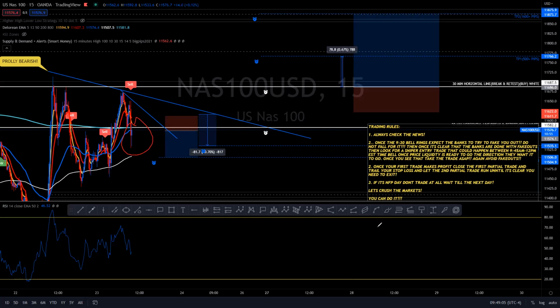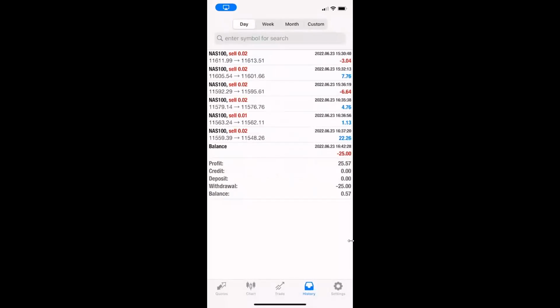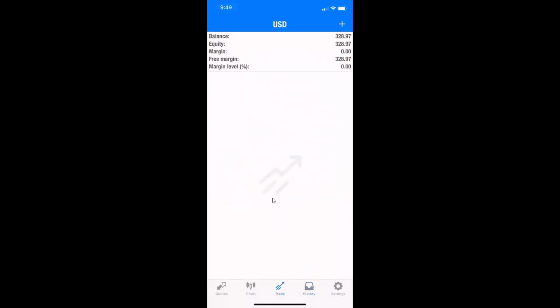So again, there's a $25 profit up to 0.02 lot size, for you guys again. Yep. So $25 profit because I did profit in the small trades earlier, and then I just withdrew $25. And that's off of the 0.02 lot size.